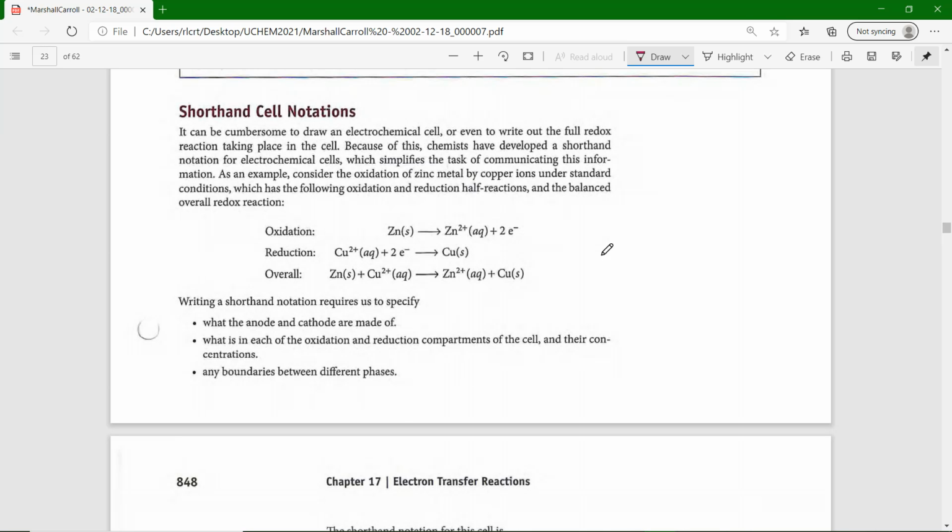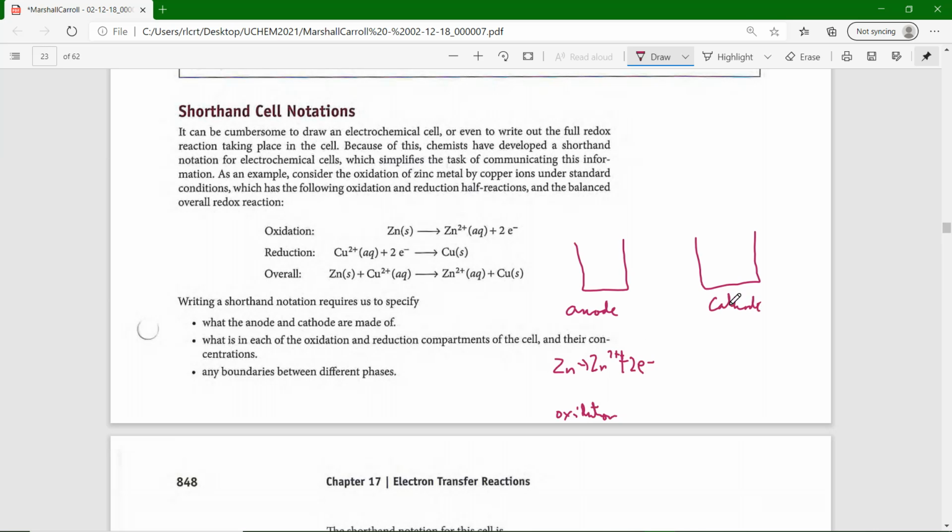So I'm going to draw it. Typically, not always, but typically on the left, you put the anode. And remember, use the valve. So anode is where oxidation happens, and so the zinc goes to zinc 2+ plus 2 electrons. And cathode is where the reduction happens. So copper 2+ plus 2 electrons goes to copper.